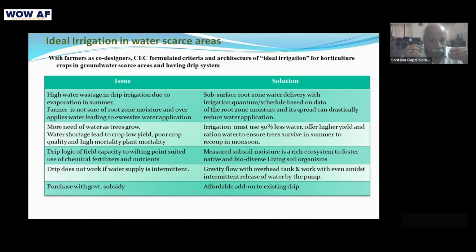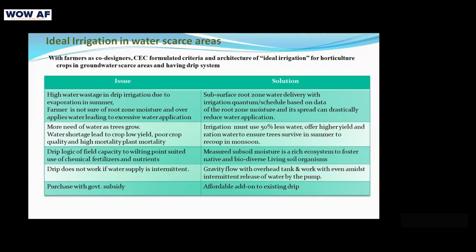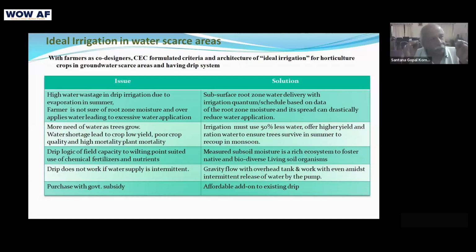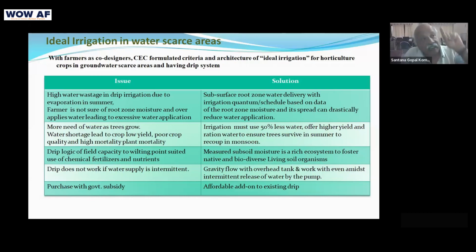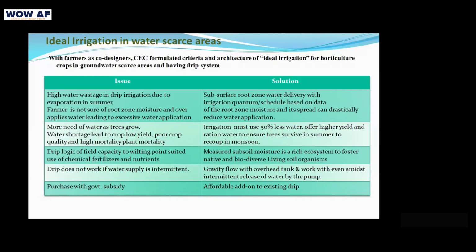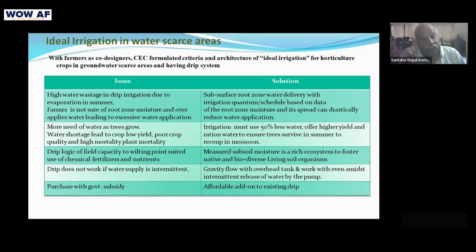So the next is that as trees grow, when the farmer uses a bore well or an open well, this has led to poor crop quality, high plant mortality, etc. So what the farmers and we agree is that we must use 50% less water. And when I say 50% less water, I mean compared to scientists' recommendation of drip. That's the goalpost. Offer possibly a higher yield, and more importantly, to ration water.